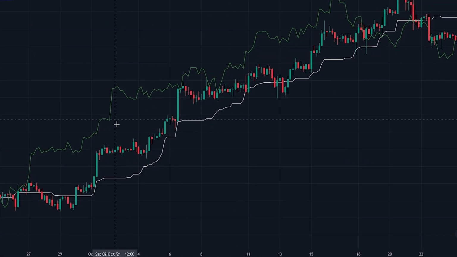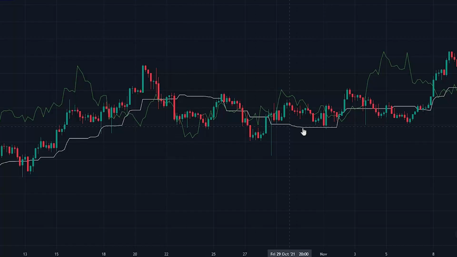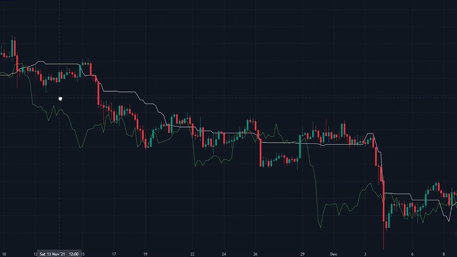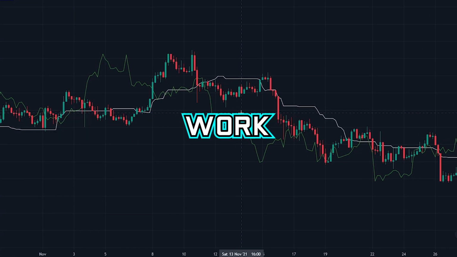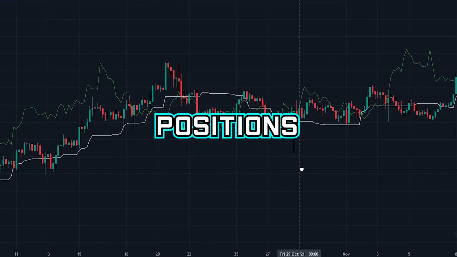This type of pairing can also be done with other components of the indicator such as the lagging span. That's also what makes the indicator different from others. The Ichimoku has built-in components to verify and validate its own signals. Now that you know exactly how all of the components work, let's take a look at how we can use the indicator to enter into profitable positions.